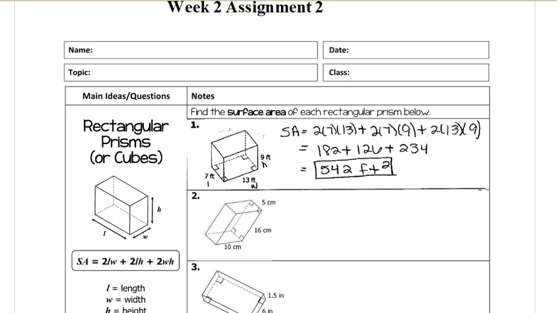And it's pretty much just using the formula here. Surface area equals 2 times length times width plus 2 times length times height plus 2 times width times height. And that's just what happened there. Let me do number 2 as an example.